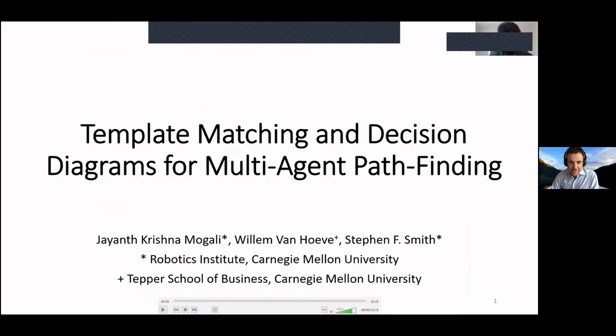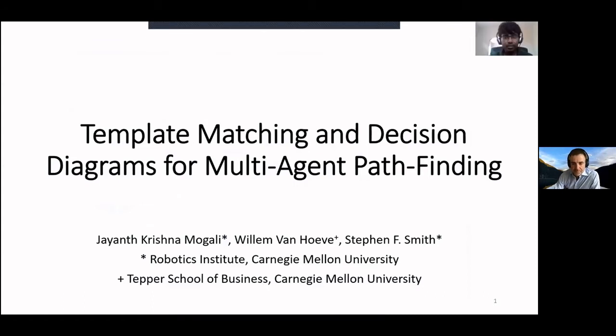Perfect. Thank you very much. And we'll move on to the next talk. If you have any question, there will be a dedicated Q&A session later on. So the next talk will be on template matching and decision diagrams for multi-agent pathfinding by Jayanth Krishna Mogali, Willem-Jan van Hoeve, and Stefan Schmidt.